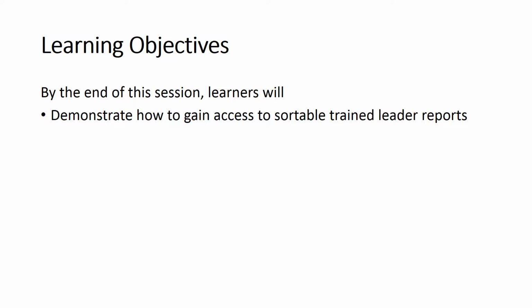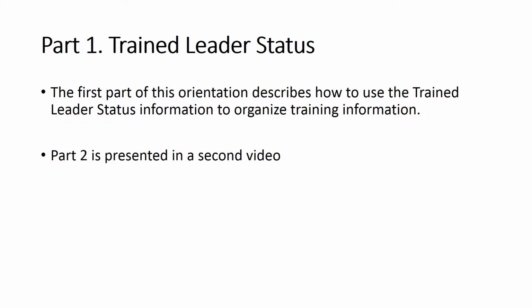By the end of this session, learners will demonstrate how to gain access to sortable trained leader reports, as well as how to use those trained leader reports to identify leaders who are not fully trained. This orientation will be presented in two parts. First, we will explore the Trained Leader Status resource.